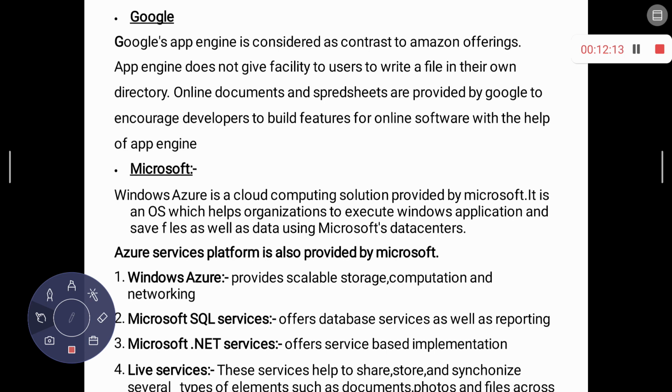These services are also used at the organization level, the higher level, of Microsoft. Okay. Windows Azure, what is it used for? Which provides the scalable storage, computations and networking. Okay, all these things we have discussed in AWS.